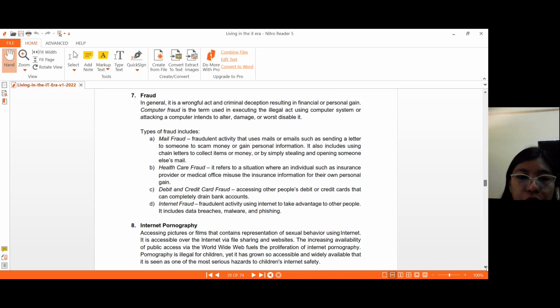Okay, debit and credit card fraud, accessing other people's debit or credit cards that can completely drain bank accounts. Ayan. Na-hack mo na yung debit or credit card ng isang tao, definitely pwede mo nang magamit ano man ang gusto mo. Maraming ganitong news dati. I'm sure nakarinig na kayo niyan.